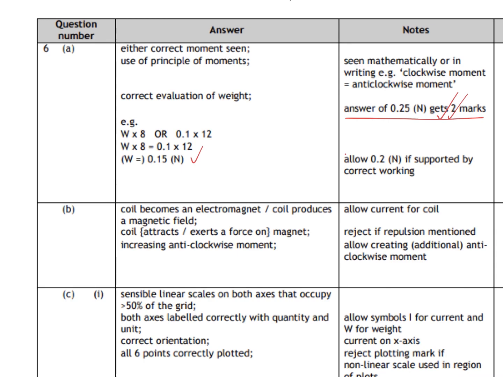Okay, for part B, it then describes the coil becomes an electromagnet, which we mentioned, and that produces a magnetic field. We didn't say magnetic field, but we said it attracts or exerts a force. And then we referenced that it's the anti-clockwise moment. And that's important there because what was the consequence of it? It also then says allow current for coil, reject if repulsion mentioned, allowing creating additional anti-clockwise moments. Yeah, I suppose because it tells you which way it's going, you know it's attracted, it can't be repulsed if they've said it's increased the anti-clockwise moment, so they're defining which way it's being dealt with.